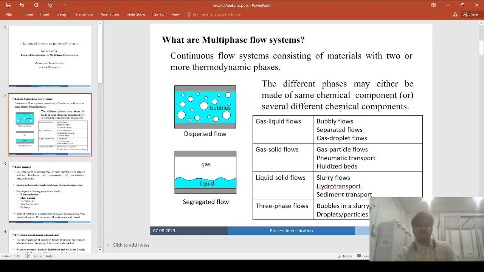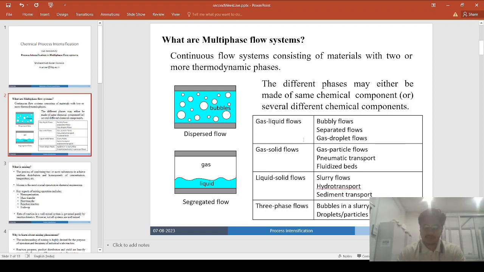So for the simple two-phase flow system, the multi-phase system can be a two-phase system, three-phase system, or four-phase system. But the simplest multi-phase flow system, as in the definition, is a continuous flow system consisting of materials with two or more phases. So the simplest can be a two-phase system where two phases are involved.